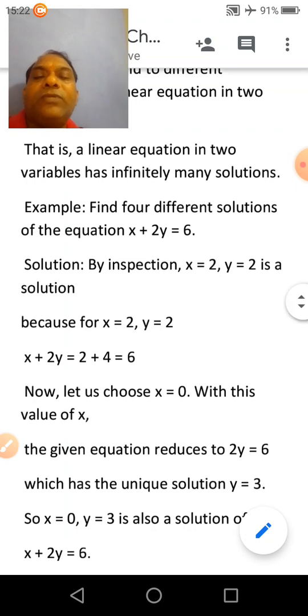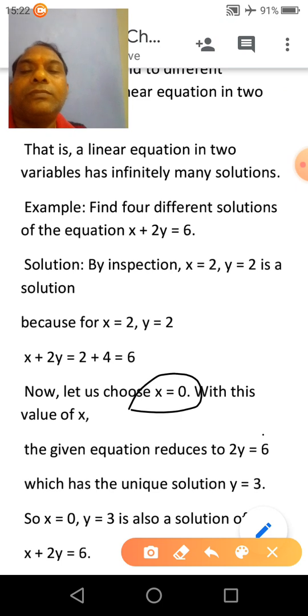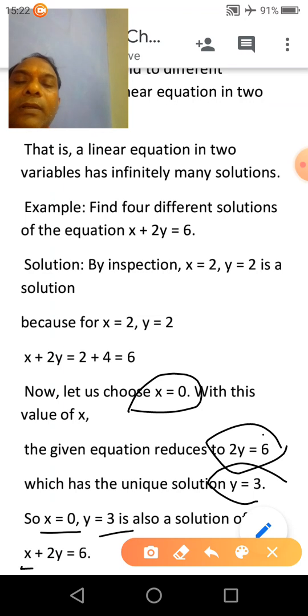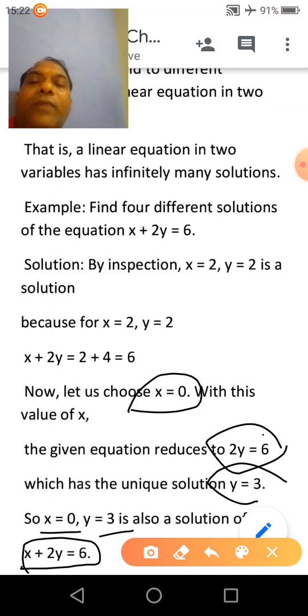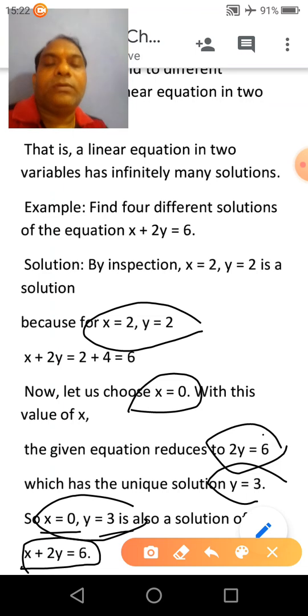Now if we put x is equal to 0, then 2y will be equal to 6, y is equal to 3. So x is equal to 0 and y is equal to 3 is also a solution of the given equation. Clear? So the first solution is x is equal to 2 and y is equal to 2, and the second solution is x is equal to 0 and y is equal to 3.